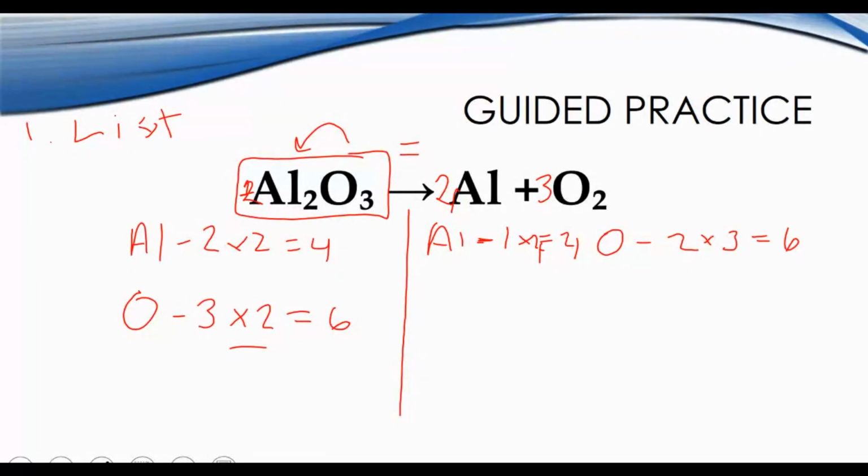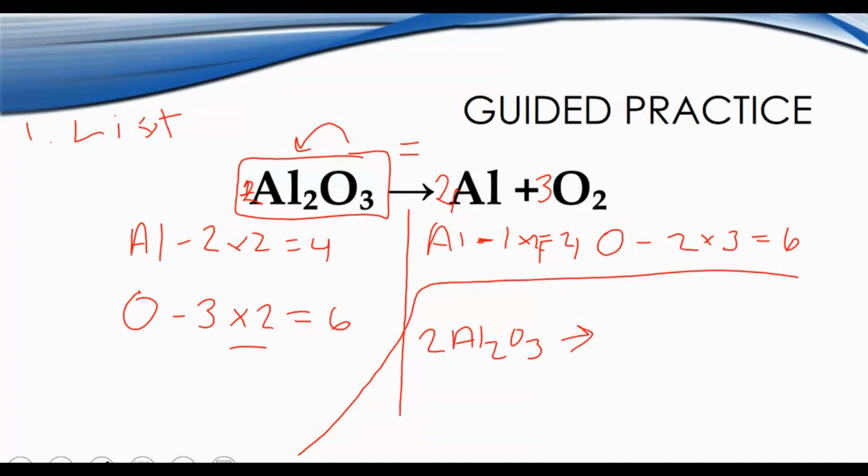So I'm just going to go ahead and rewrite this on the side because it looks really messy. So it would be 2Al2O3 yields 4Al plus 3O2. That would be my new chemical equation that is now balanced. Okay, let's look at another example.